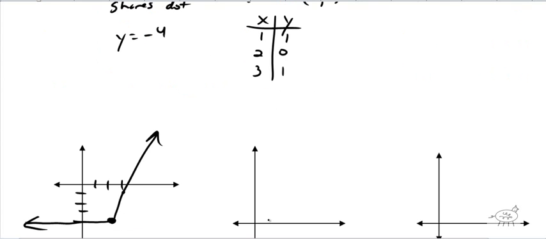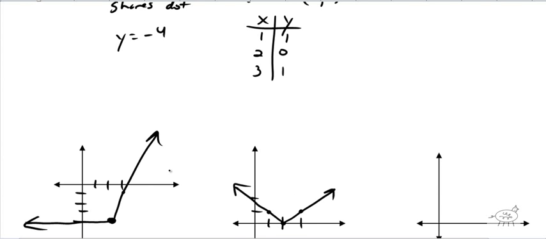So let's plot a few points here. So if it's 1, 1, 2 comma 0, and 3 comma 1. There we go. Hopefully you guys remember these. These are really pretty easy absolute value functions.